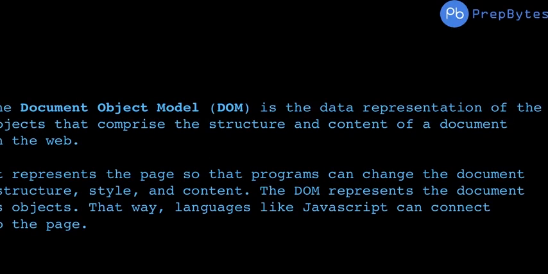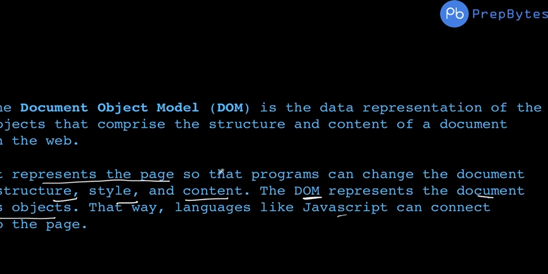The definition, I'll say, is long, but let's read it one by one and you will understand it really well. The Document Object Model is the data representation of the objects that comprise the structure and content of a document on the web. It represents the page so that programs can change the document structure, style, and content. The DOM represents the document as objects. That way, languages like JavaScript can connect to the page. So the connection that is being built is built using DOM.